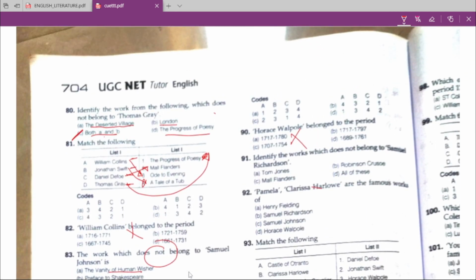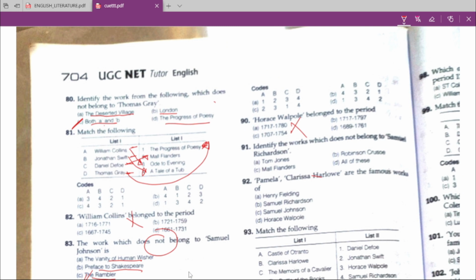Next question, question number 91. Identify the works which do not belong to Samuel Richardson. Tom Jones, Joseph Andrews, Robinson Crusoe, all of these. So Tom Jones, Henry Fielding; Joseph Andrews, Henry Fielding; Robinson Crusoe, Daniel Defoe. So all of these are not the works of Samuel Richardson. All of these is the right answer.